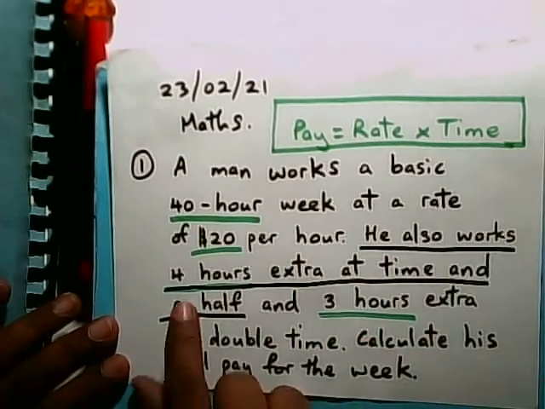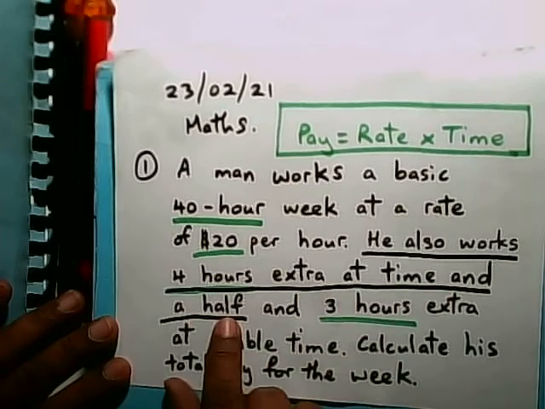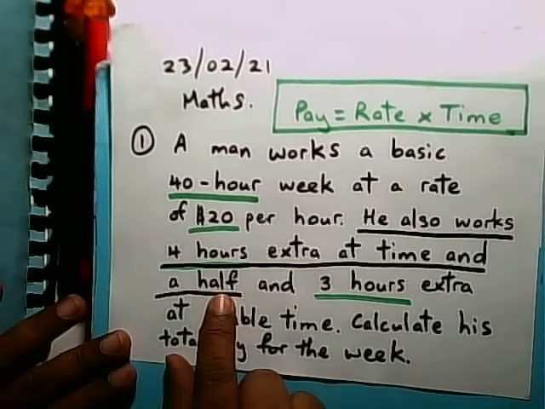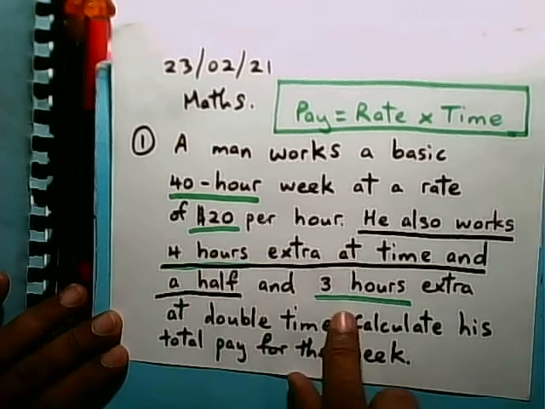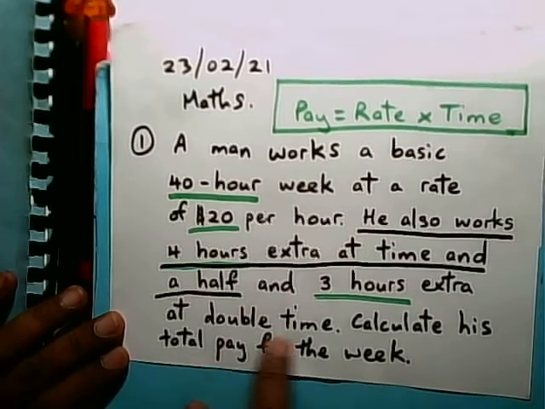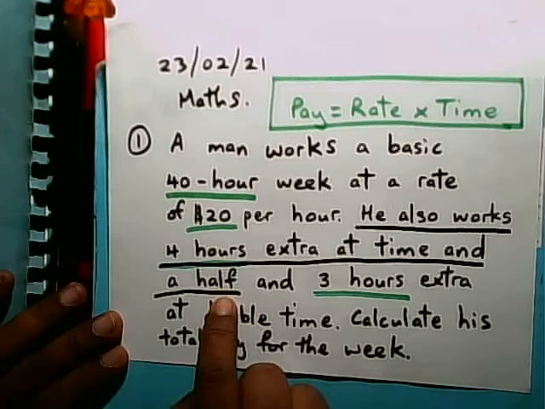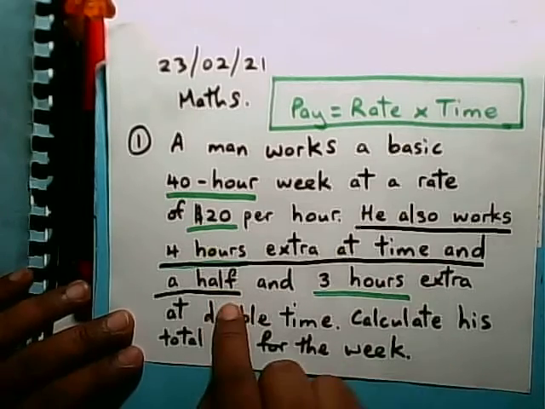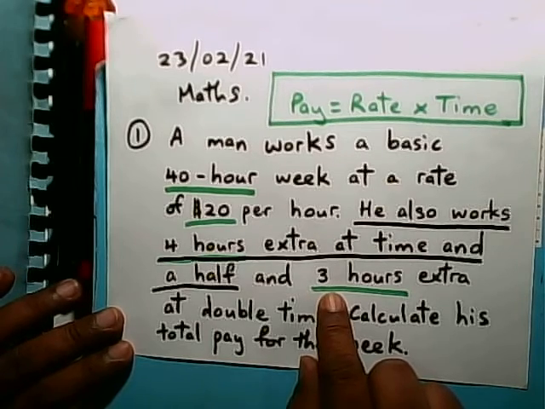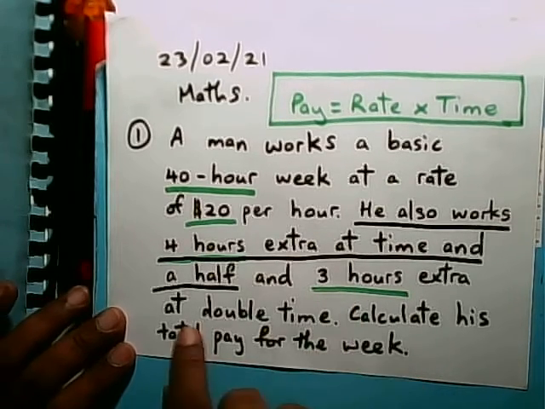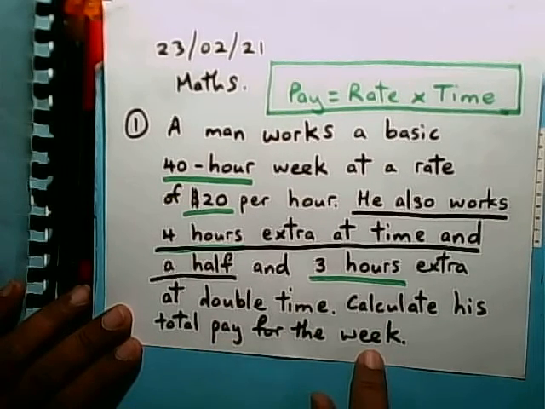He also works 4 hours extra at time and a half. That's like Saturday they call him out to work and he had to work 4 hours extra. And 3 hours extra at double time. So besides Saturday working 4 hours at overtime called time and a half, he continued working 3 hours again, getting even more pay than usual called double time. Calculate his total pay for the week.